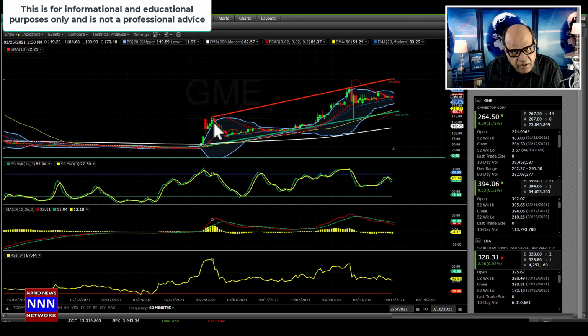Then when do we get out if we get into this situation? You look for the stochastic, you look for the RSI. If they are reaching the top, that's when I would probably get out, because if you waited for a couple more hours, you could lose more than half of the gain that was there in the stock price.